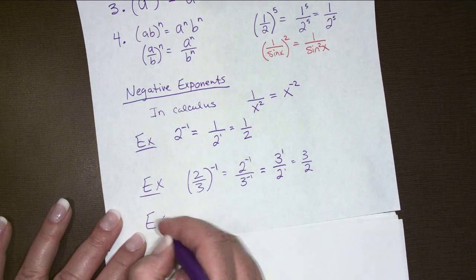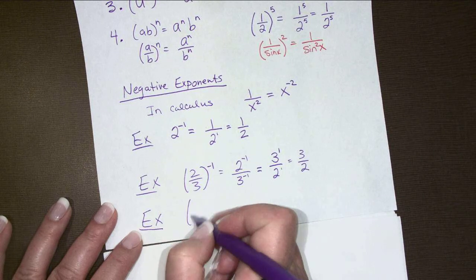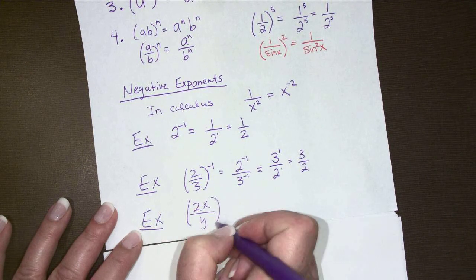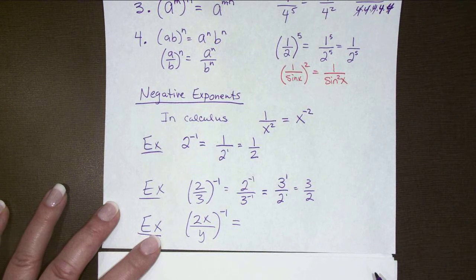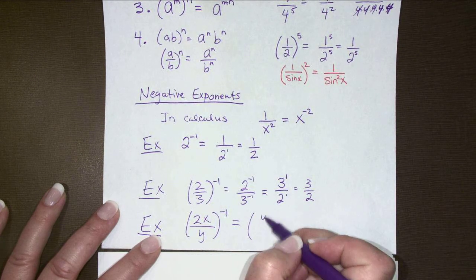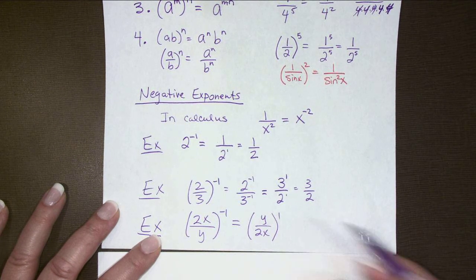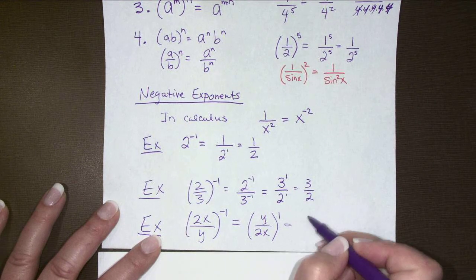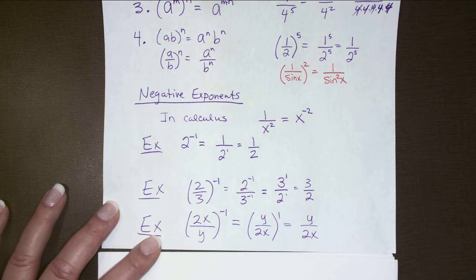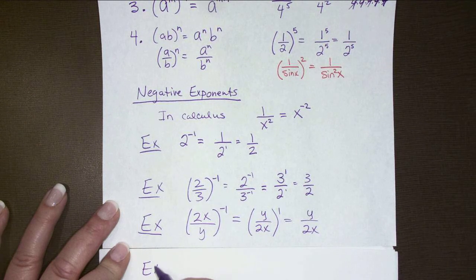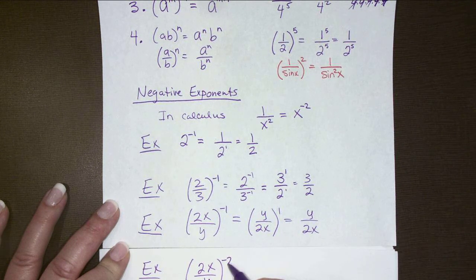So with our new rule, if I put (2x/y) all to the negative 1, we would just say, oh, well, that's a bracket to a negative exponent. We just flip it over. You could put it to the 1 if you want, but a 1 is just a 1. You don't need it. Everything to the 1 power. So what if we did that same thing, but put a negative 2?